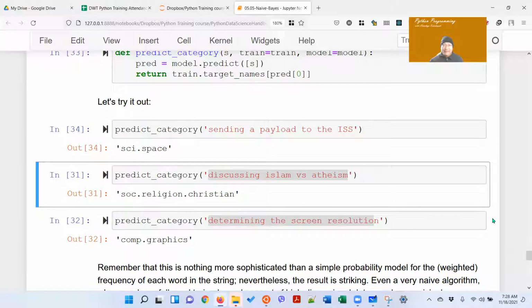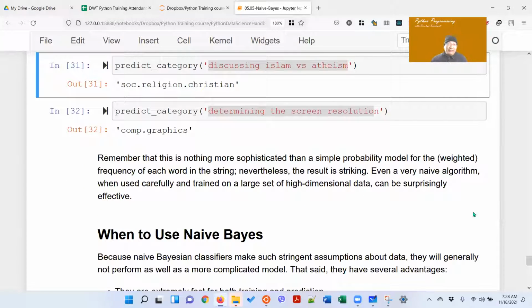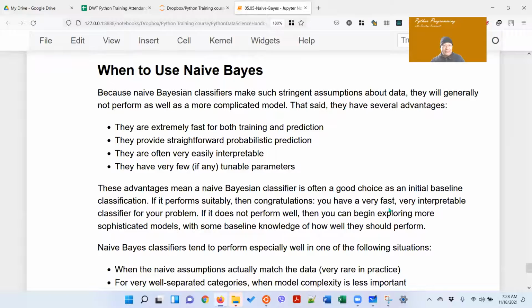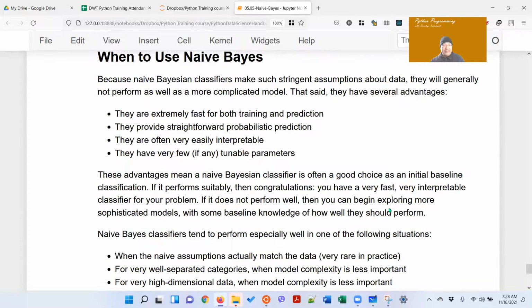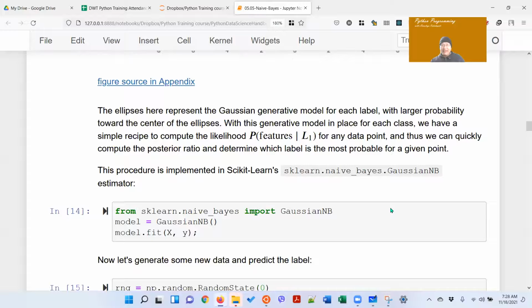So your baseline model is very good, right? Remember, that is nothing more sophisticated than a simple probability model for the weighted frequency of each word in the string, and the result is striking. Even a very naive algorithm, when used carefully and trained on a large set of high dimensional data, can be surprisingly effective. And then you can read this part. So now, naive Bayes, which is nice.